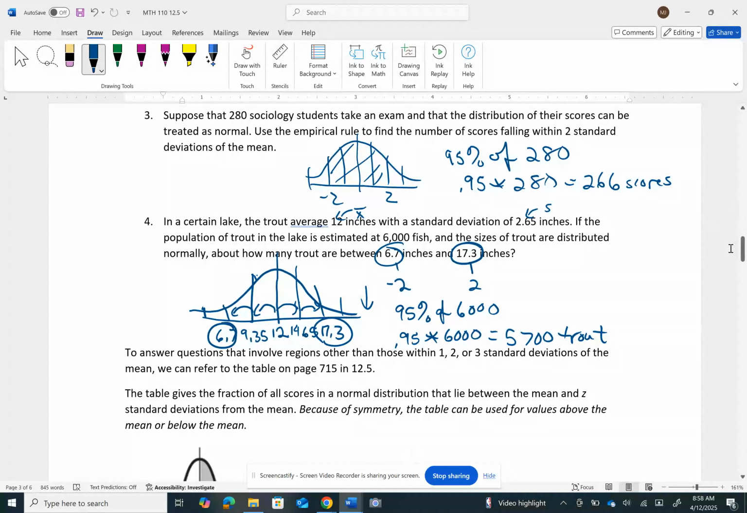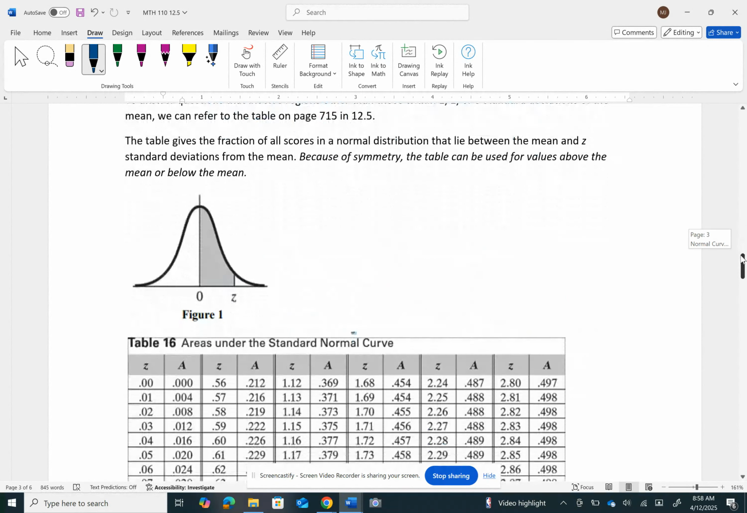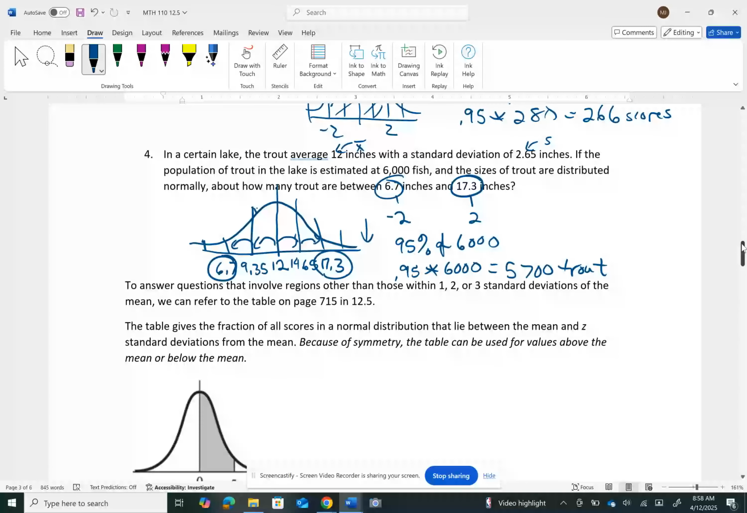Right now, we're going to look at what to do if our data value does not fall right at a standard deviation line like it did in question number 4. So if we wind up having a data value that falls somewhere in between 2 and 3 standard deviations, the empirical rule wouldn't help us.